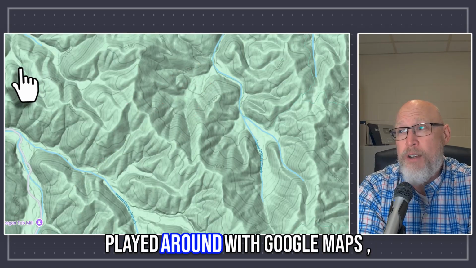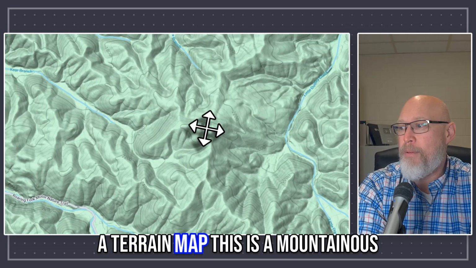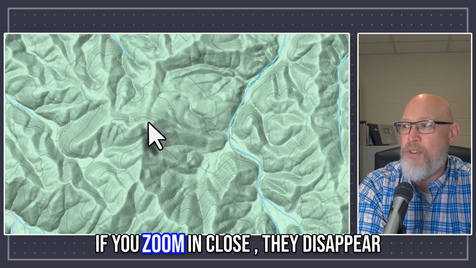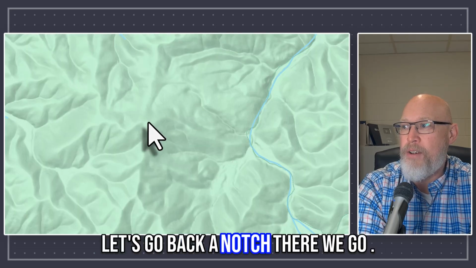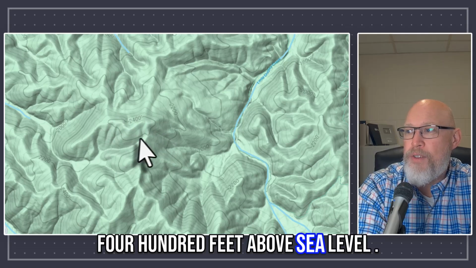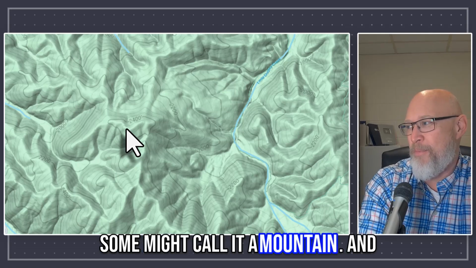If you've ever played around with Google Maps, you can find a terrain map. So this is a terrain map. This is a mountainous region. You can look here and you can see these little faint numbers. If you zoom in close, they disappear. Let's go back a notch. There we go. So right here, this is 2,400 feet above sea level. So this is the top of a very tall hill. Some might call it a mountain.